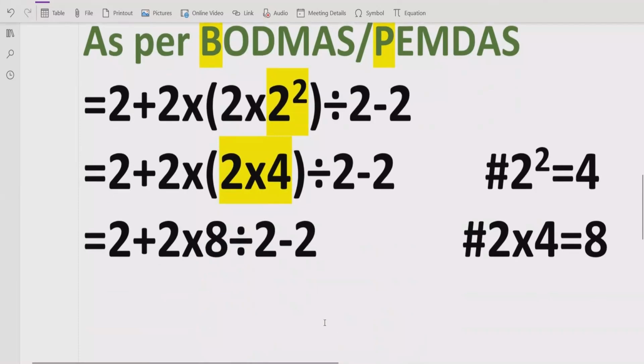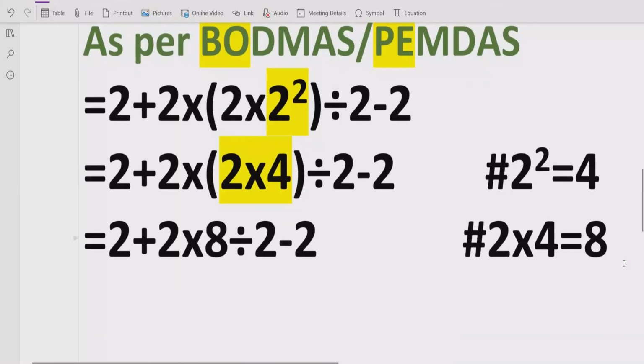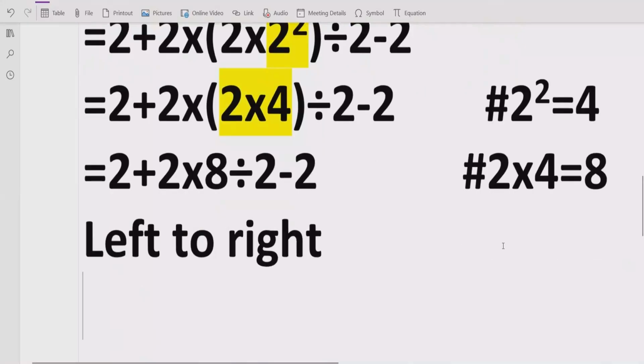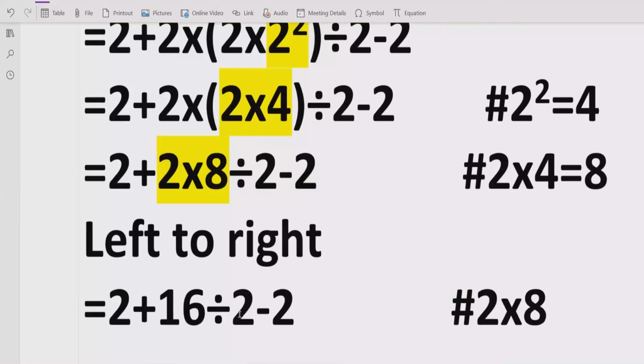We have solved this one, and now we have solved the exponent part and also the order of operation. Now we have to go left to right and find out which is coming first. So now we have 2 multiplied by 8. We have to solve this one. We get 2 plus 16 divided by 2 minus 2. We will write here as it is, and here we have to give the reference: 2 multiplied by 8 equals 16.